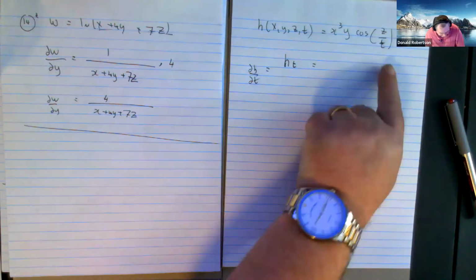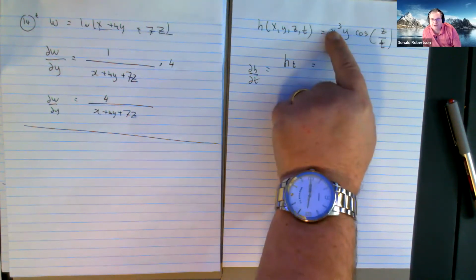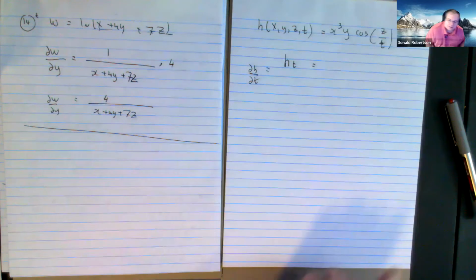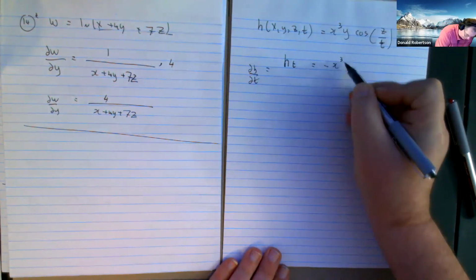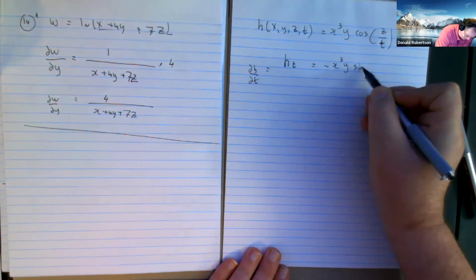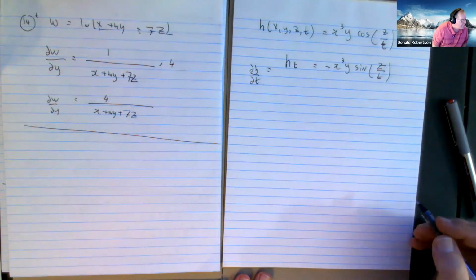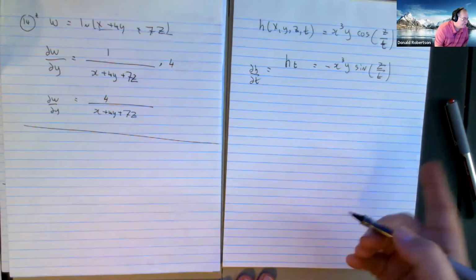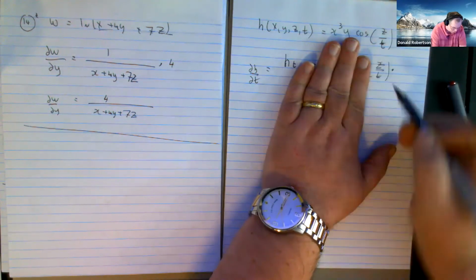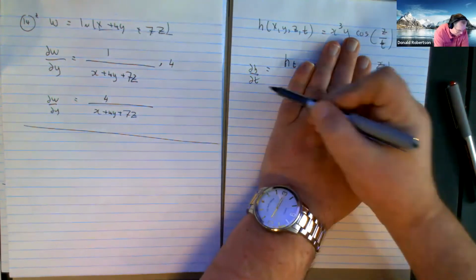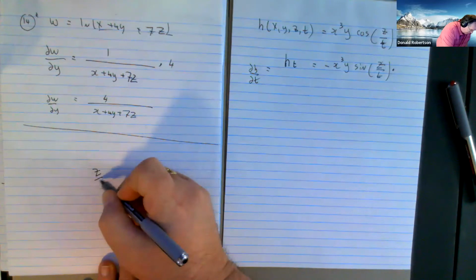Now, if I'm thinking of the partial derivative with respect to t, isn't this basically just everybody else is a number? So when you differentiate a cosine, you get a negative sine. So I'm going to have x cubed y, the sine of z over t. Are you okay so far? Differentiate a cosine, you get a negative sine, followed by the derivative of z over t with respect to t. So I'm trying to differentiate that guy.